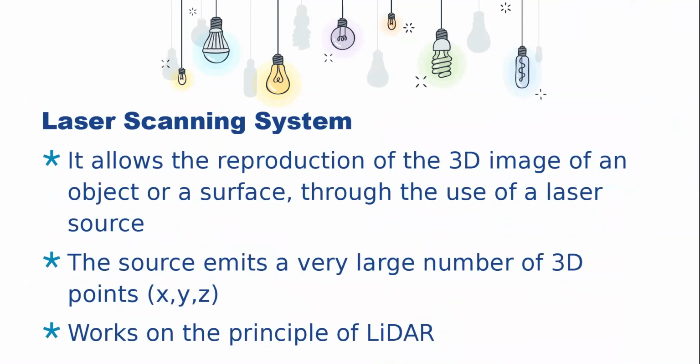Laser scanning system is again a new addition to the discipline of geomatics. It allows the reproduction of the 3D image of an object or a surface through the use of a laser source. It generates a point cloud, which is nothing but a three-dimensional position XYZ. It works on the principle of LIDAR. LIDAR stands for light detection and ranging.